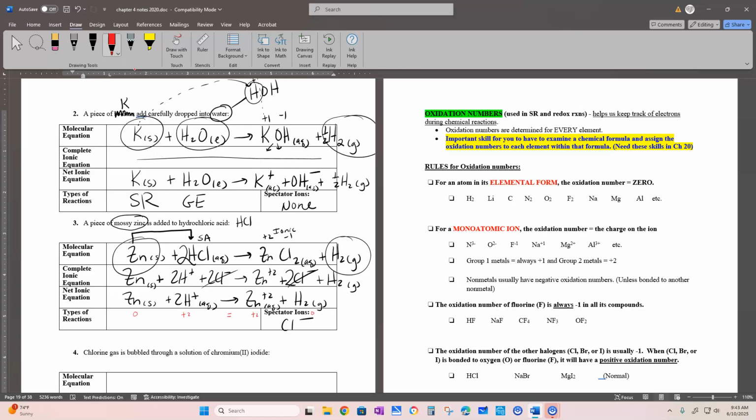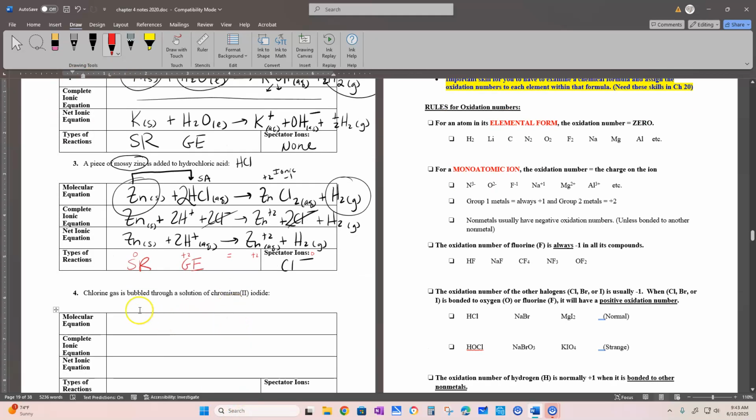So when you're checking your work, ladies and gentlemen, please make sure you don't do it in the box, do it outside. It is still single replacement, and I did have some gas evolution.